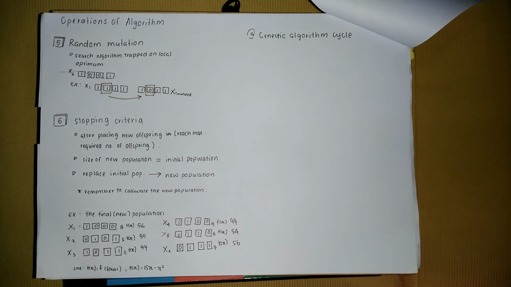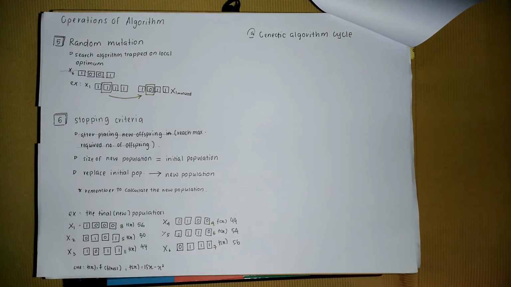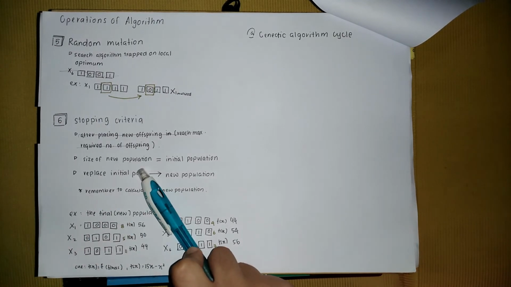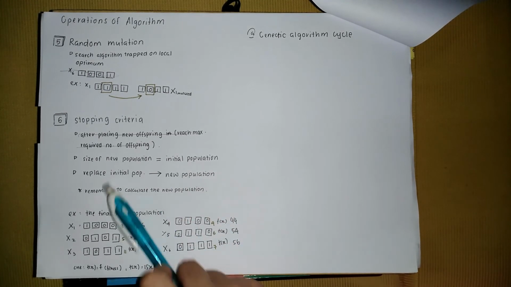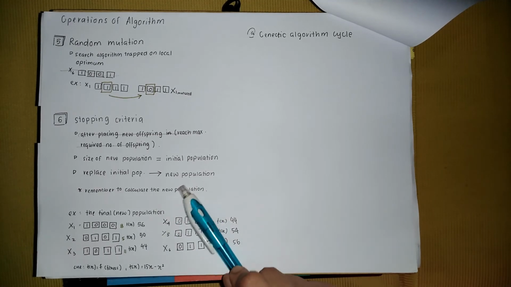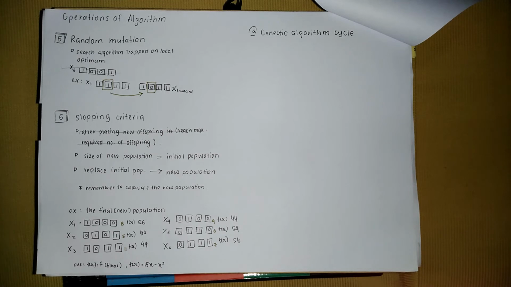Lastly, the 6th operation is the stopping criteria. So, what is the criteria to stop this algorithm? When the size of the new population is equal to the initial population. Which means that after that, you have to replace the initial population with the new population. Remember, after you do the new population, you have to recalculate the fitness of the population. For example, these are the final chromosome strings, and this Fx is actually the final fitness for the chromosome.